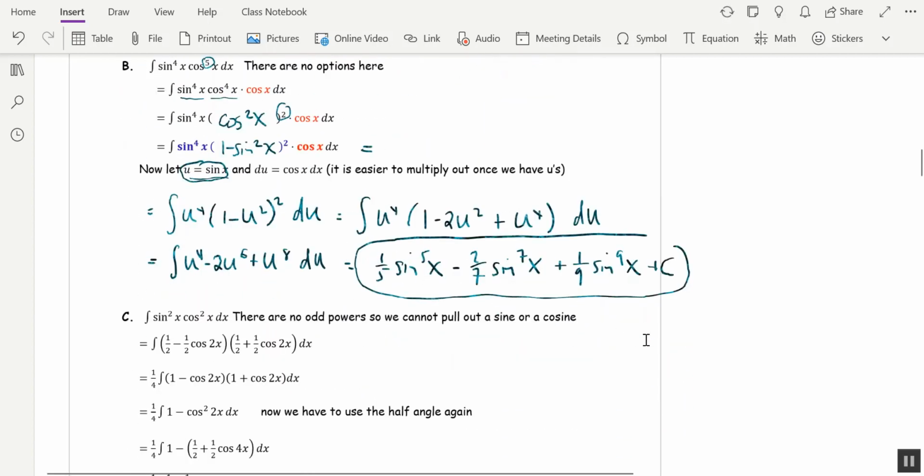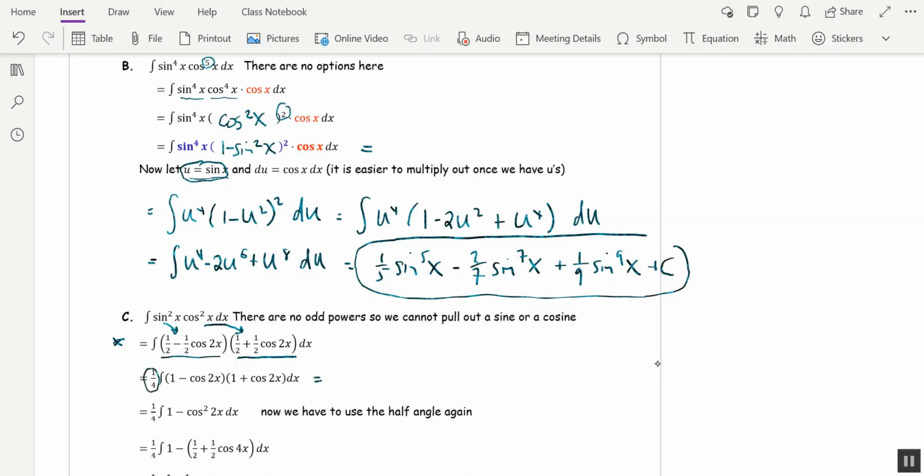Okay, next one, we have to use half angle because there are no odd powers. So what I did is I used half angle to rewrite sine squared, and I used the half angle to rewrite cosine squared, and I got this integral here. Okay, what did I do in the next step? I pulled out a 1/2 from this guy and a 1/2 from this guy just to get rid of fractions. I didn't have to do that, but I wanted to get rid of the fractions. So I pulled out a 1/2 from the first set of parentheses, a 1/2 from the second, and I put that out front. 1/2 times a 1/2 is a 1/4.